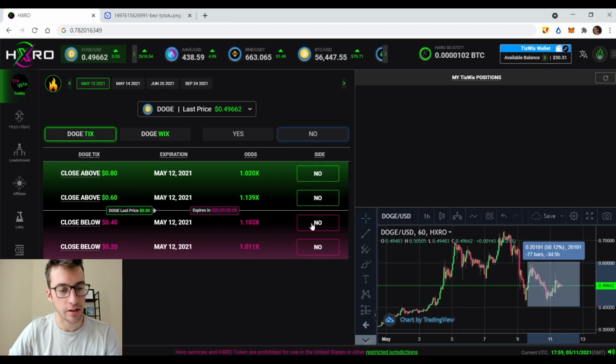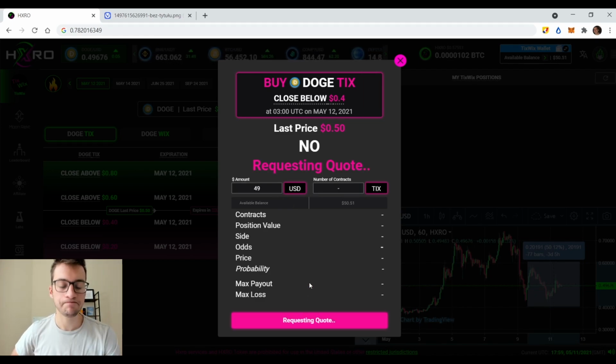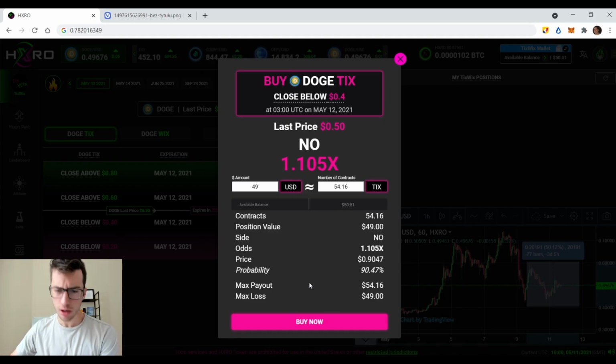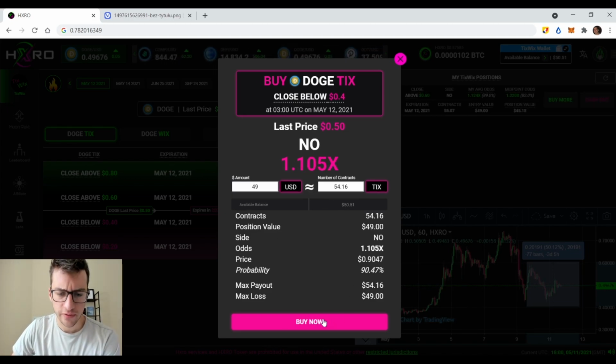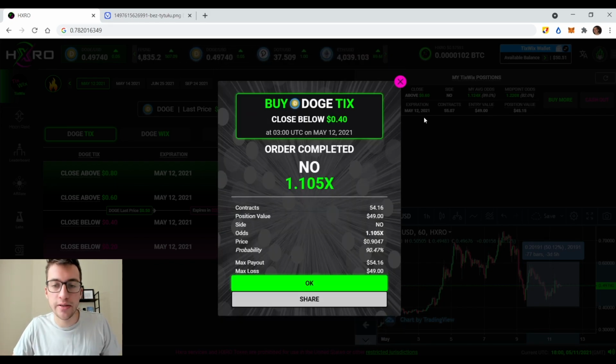Now let's do the no, it will not close below this. Same thing. I'm going to do 49. And I'm hoping to get at least 1.1. I don't think I'm going to hit. Oh, that's good. And I get 54. Awesome. So we just enacted a play.